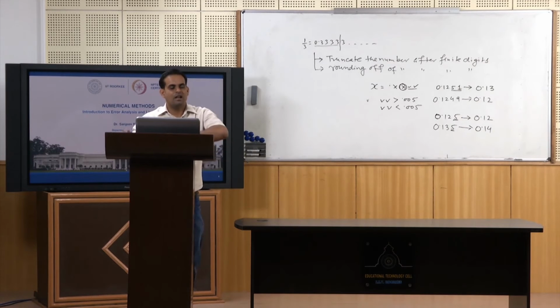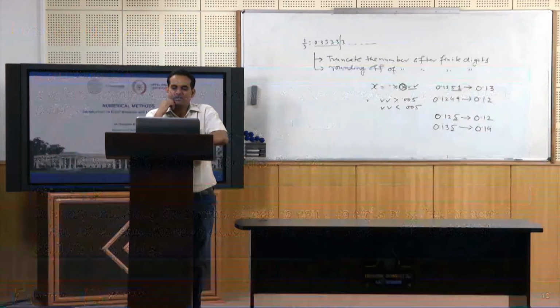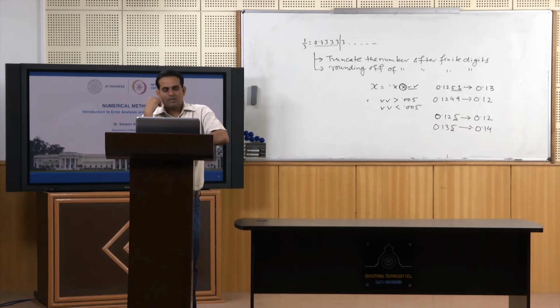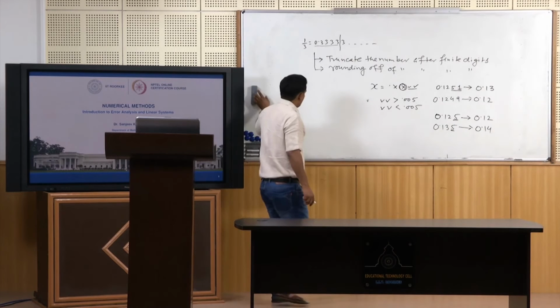Let x_a be an approximation of a number x. Then we say that x_a approximates x to r significant beta digits, where beta is the base of the number, if the absolute value of x minus x_a is less than or equal to half times beta raised to power s minus r plus 1, where s is the largest integer such that beta raised to power s is less than or equal to the absolute value of x. So, let us take some example of it.